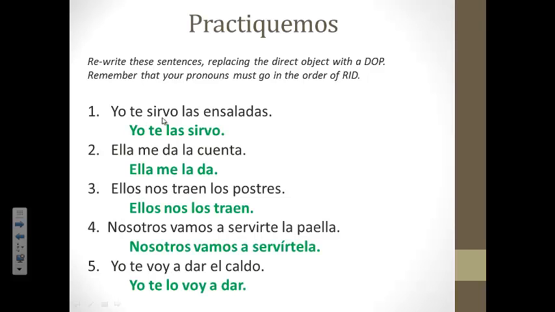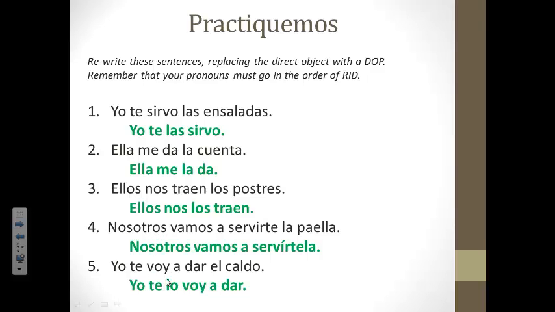Okay, let's review our answers. Number 1: I serve them to you. Yo te la sirvo. 2. She gives it to me. Ella me la da. 3. They bring the desserts to us. They bring them to us. Ellos nos los traen.